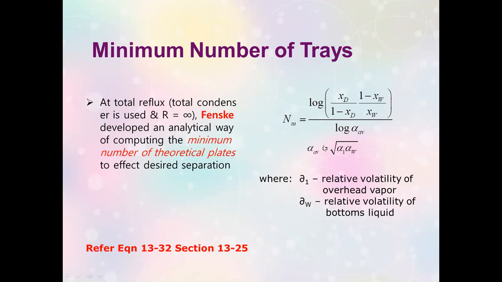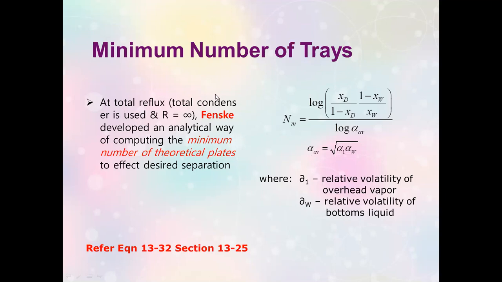This would be a formula that was provided by Fenske on how to determine the minimum number of trays. So in here, you have the log of xD divided by 1 minus xD times 1 minus xW over xW, all of which is the argument of the log, and it should be divided by the log of alpha AV. This alpha AV is the geometric mean of the relative volatility of the overhead vapor and the relative volatility of the bottoms liquid.